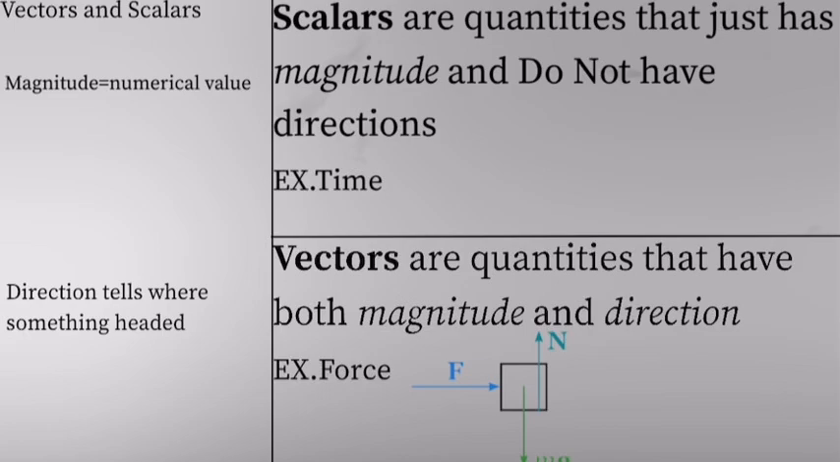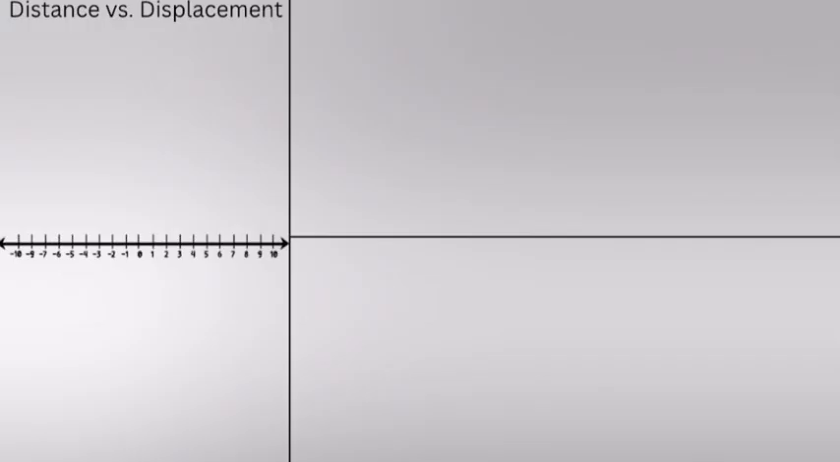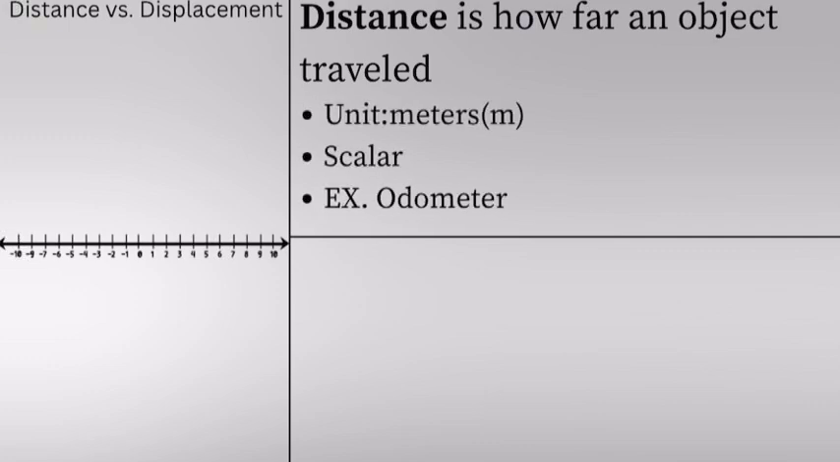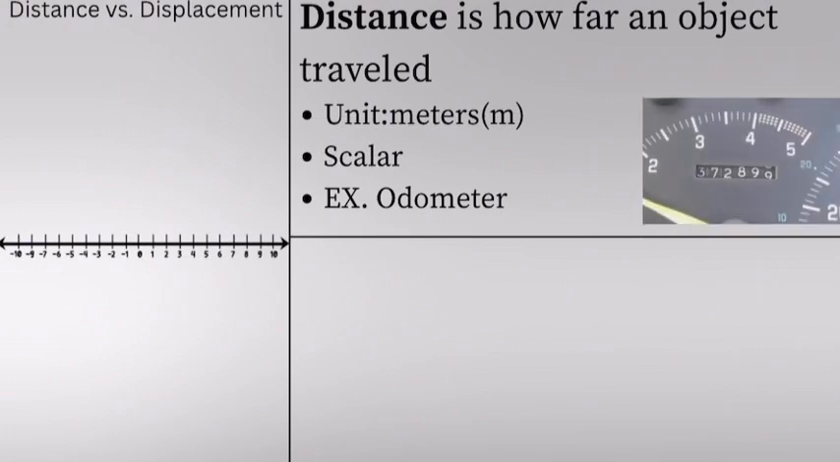From our previous understanding of motion, distance is how far an object traveled. It usually has a unit of meters, and since it doesn't have any direction, it's a scalar quantity. An example for distance could be an odometer of a car, which records how far a car has traveled without indicating which direction it goes.